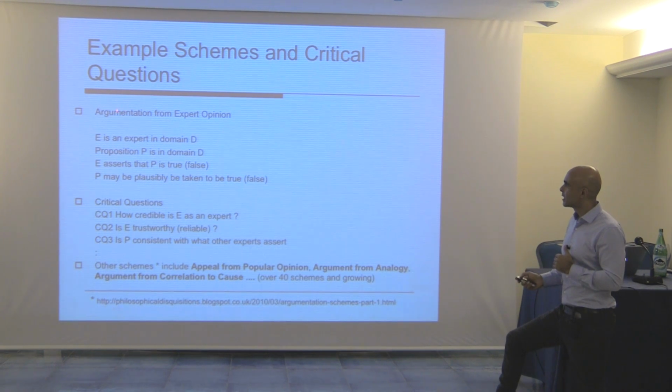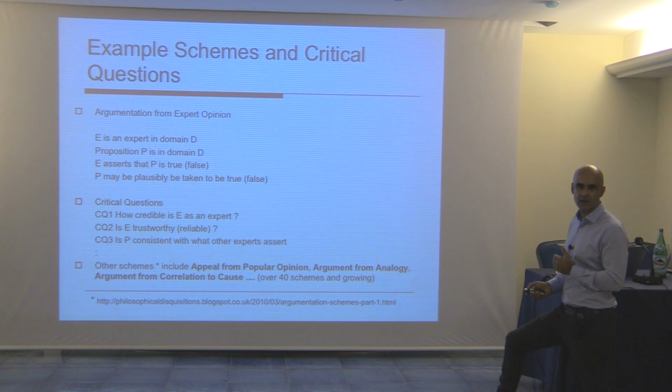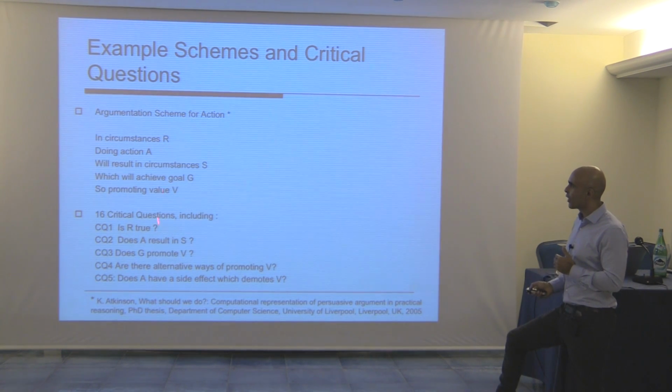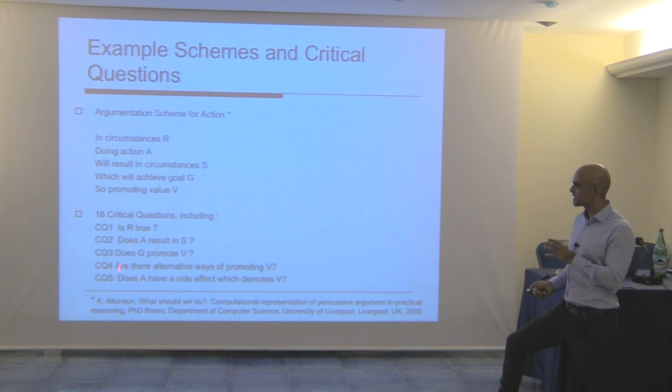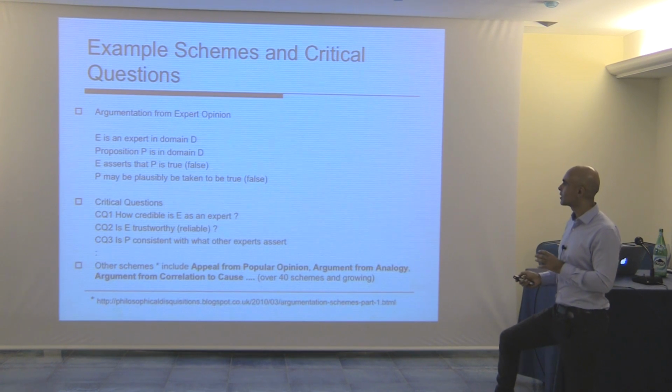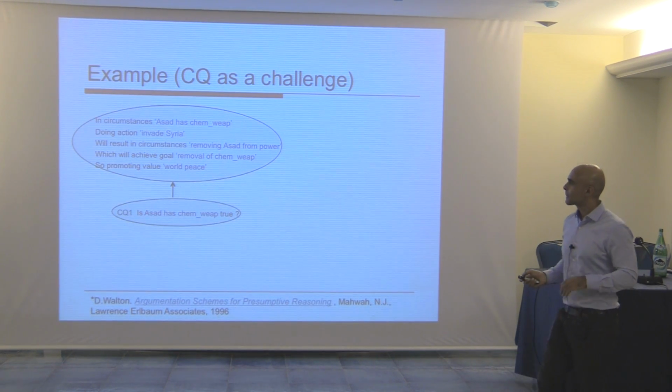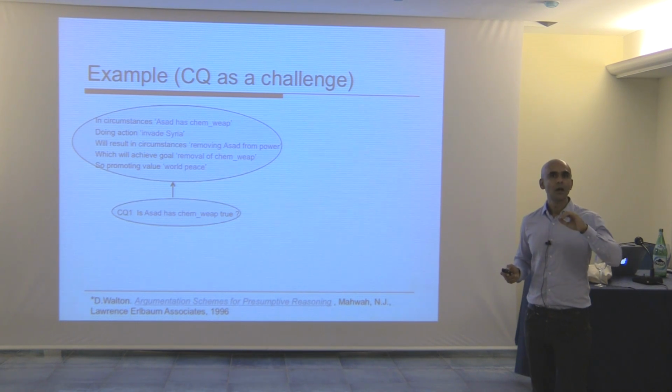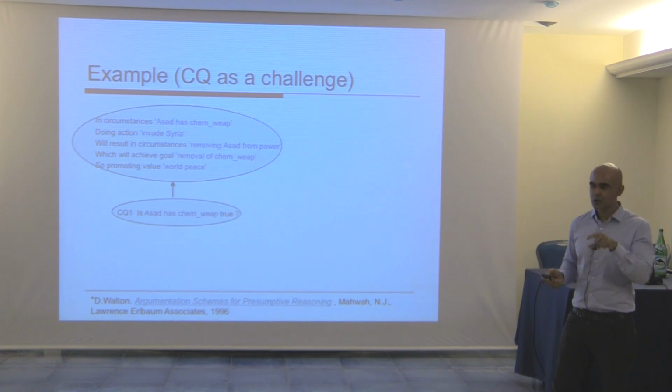Okay. Here's another, the argument from expert opinion. E is an expert in domain D. Proposition P is in domain D. E asserts P is true or false. Therefore, P may be plausibly taken to be true or false. Here are some critical questions. How credible is E as an expert? In the argument for action, is it the case that R is true, that the circumstances as described are true? And there are 16 of them. I just want to give you a flavor. You can use these critical questions to ask the proponent of the argument to justify an assumption, or as pointers to counter-arguments.